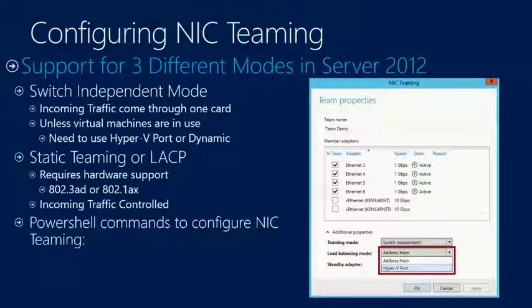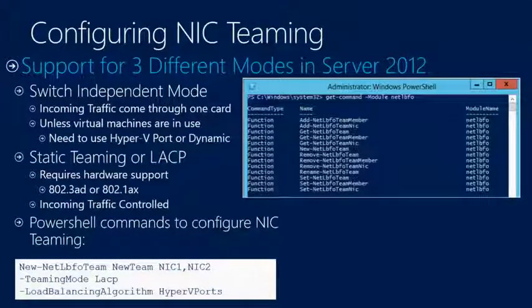Now with Server 2012 R2, there's a load balancing mode called dynamic. That's another mode that moves network streams between network cards, and that's available in 2012 R2 only. Now in the image I have here, you don't see it there, but dynamic is also an option as well.